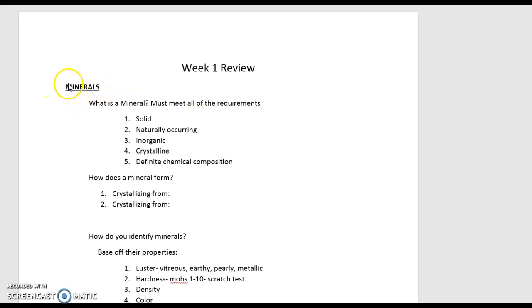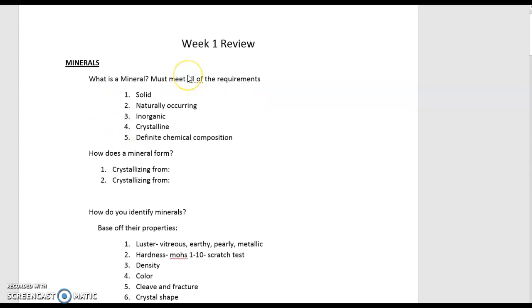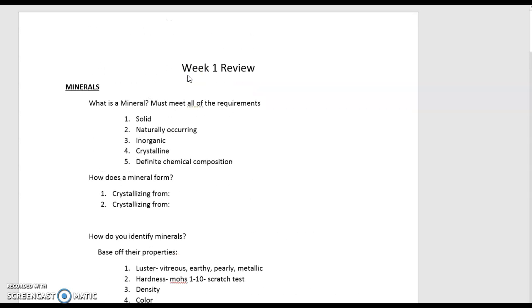So one of the last things we did when we were in school, we had our mineral identification lab, where we had those 15 different samples. So I just want to review quickly with you what a mineral is. If you take a look at my screen, I typed up this outline for you on a Word doc. So please follow along with me so that you can be ready for your test.